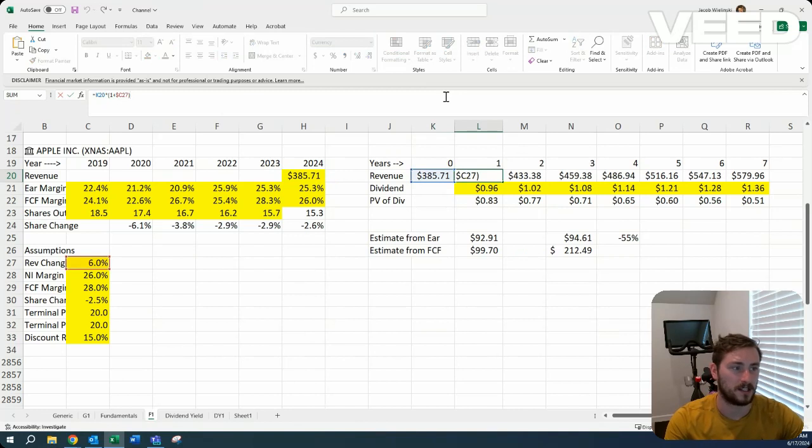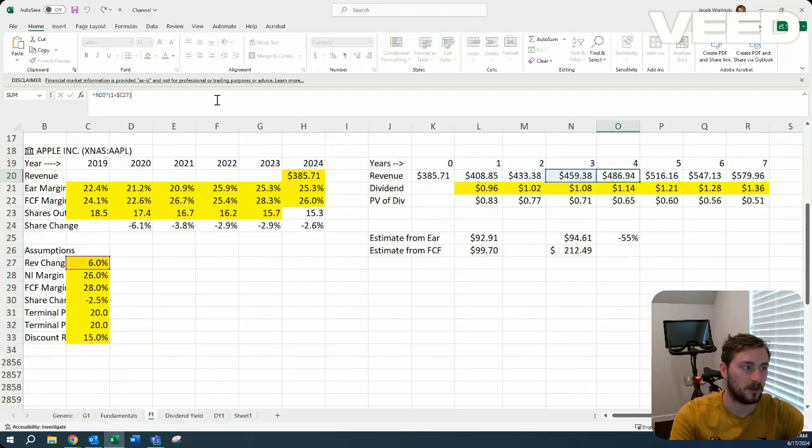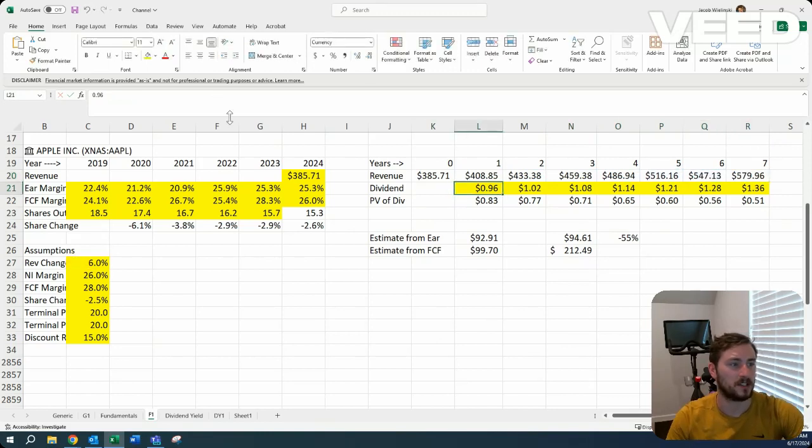And then this formula is going to be copied and pasted all the way across, and it's just taking the previous year's revenue and increasing it with the revenue growth that you're assuming. And you can see that's just what it's doing every single year. And then the next line is your dividends. So this is going to be your current year's dividend, and then you can increase it, decrease it, depending on what their dividend is in relation to their free cash flow, how much they've increased it in the past, and what have you. So this is going to be on a per share basis, 96 cents a share for Apple, for example.